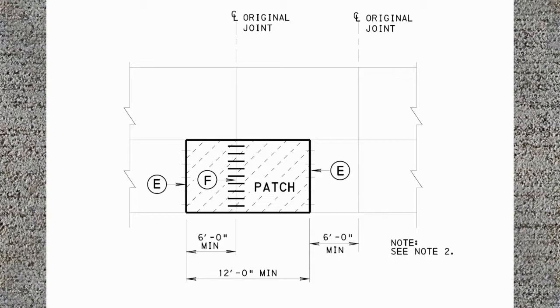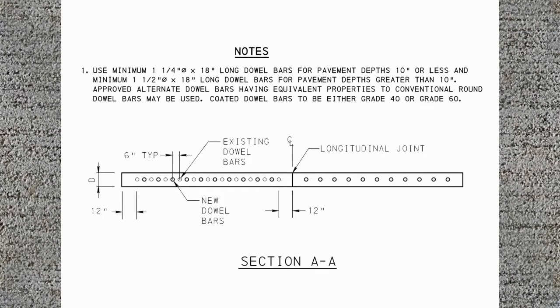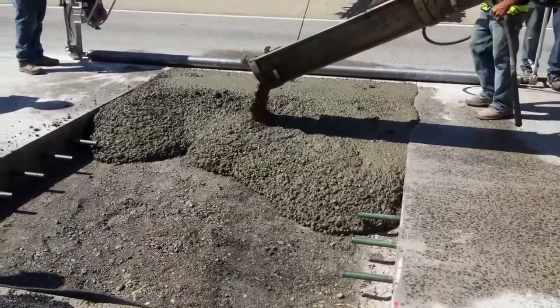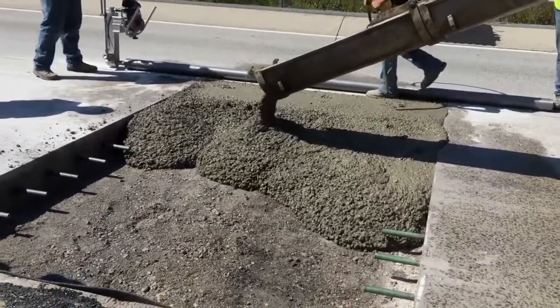joint at original location. Pavement patch joints contain a minimum of 11 epoxy-coated dowel bars spaced at 12 inches. Pavements 10 inches or less require 1 1/4 inch diameter, and pavements greater than 10 inches require 1 1/2 inch diameter dowel bars.